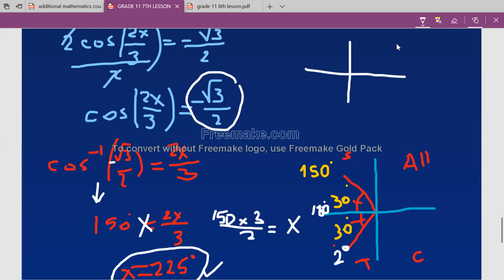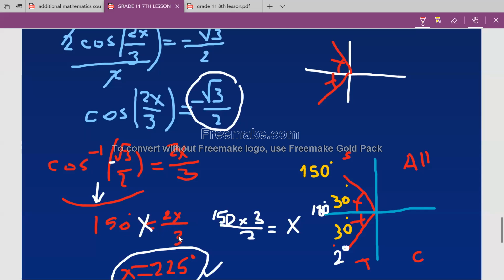So I will mark lines in the second and third quadrants here. Between those lines and the x-axis, we will have equal acute angles. So Shayla, when you type in calculator cosine inverse negative square root of 3 over 2, what is your answer? 150. Yes, but this is not x. It equals 2 times x over 3, isn't it? Yes.